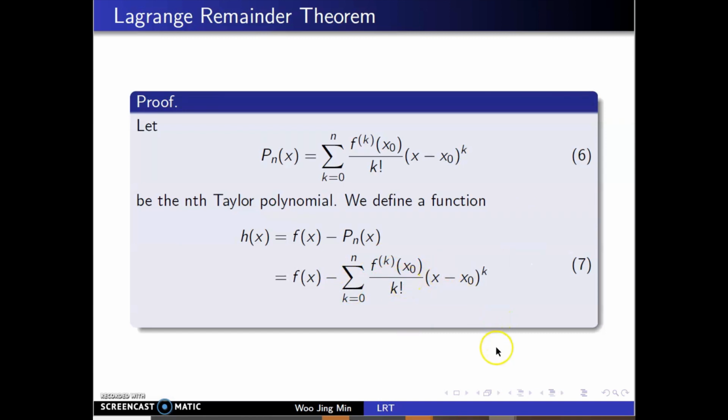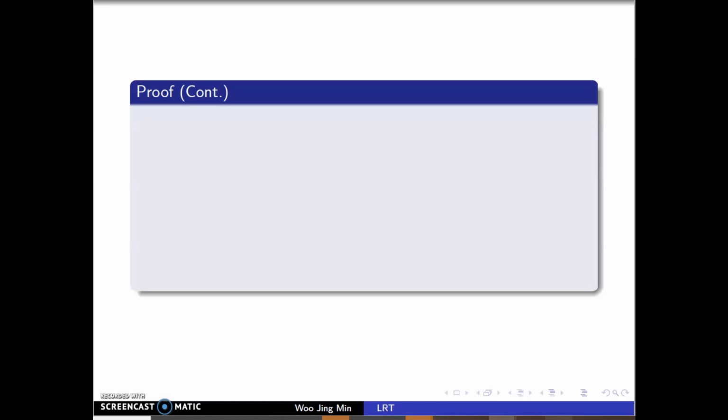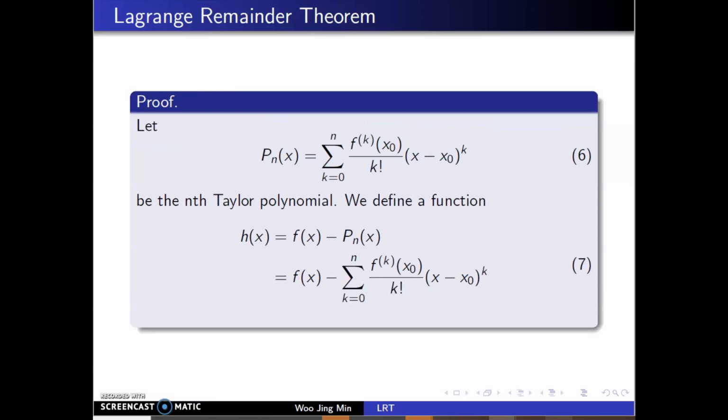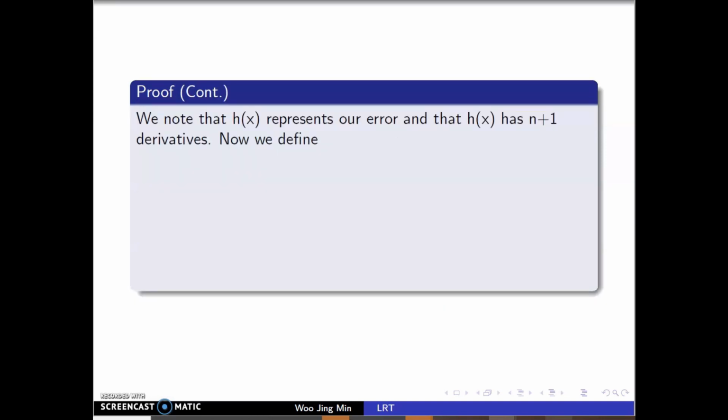So, what do you do next? Well, we take note that h of x actually represents our error, and that h of x has n plus 1 derivatives. We see this very clearly in the fact that both f of x and Pn of x have n plus 1 derivatives. So, what's next? We define g of x equals (x minus x0) to the power of n plus 1.